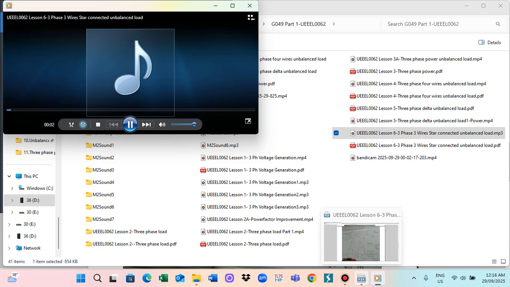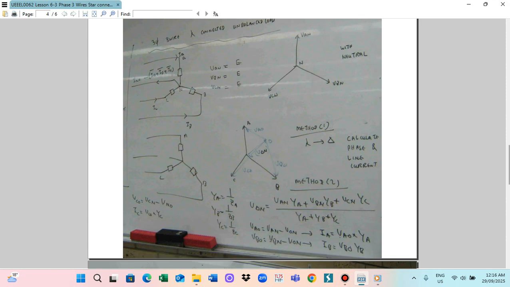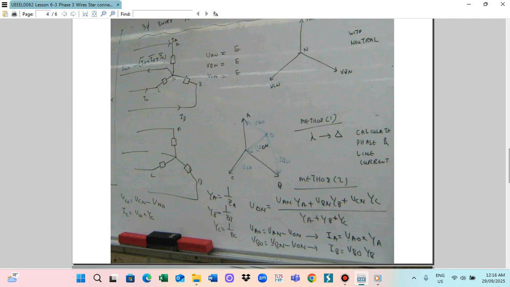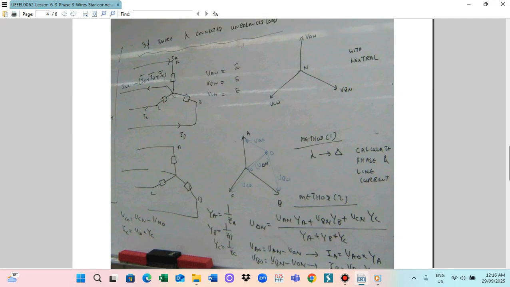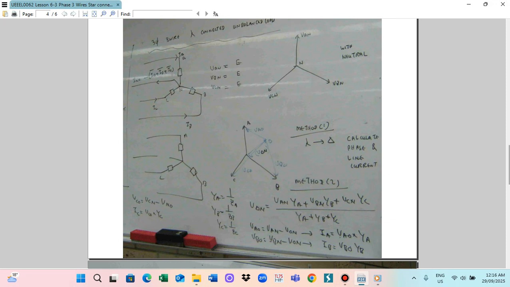The next one is a three-phase three-wire star connected unbalanced load. Normally the three-phase is a balanced situation. The phase voltages are the same, and the neutral wire carries zero current. If you use a three-phase unbalanced, four-wire supply, here, this is a three-phase system.